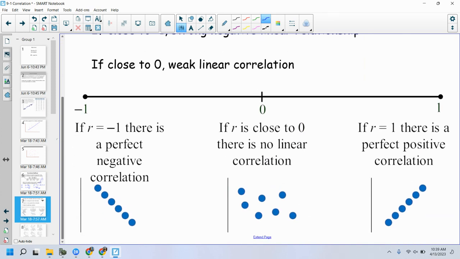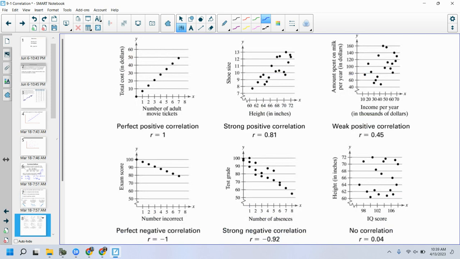Okay. The book gives this diagram. It's just a visual example of the same thing. At -1, there is a perfect negative correlation. At 0, there is no correlation. And at 1, there is a perfect positive correlation. I like this diagram a little bit better because it shows examples. Let's take a look at each one of those.